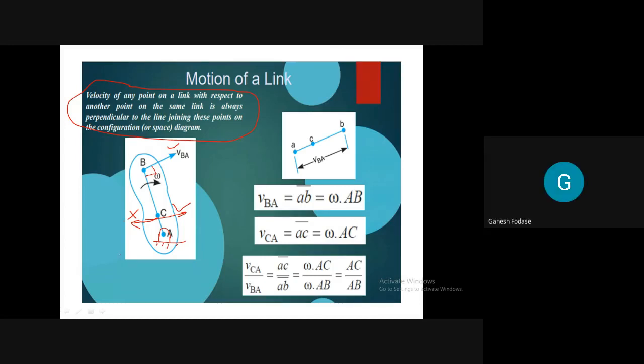Now my question to you is, third concept: will the velocity of B with respect to A and the velocity of C with respect to A be the same or different? Different, sir. Why is it different? Because the distance AB is different and AC is different. Very good. So remember, third concept we are discussing now.